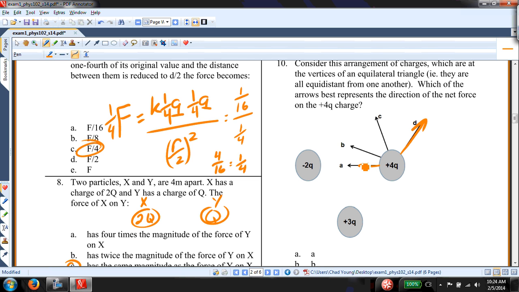Now, I know that neither A nor D is the answer. It's going to be somewhere in between. And because this force is bigger, the net force is going to be closer to that vector. So C is the right answer for number 10.